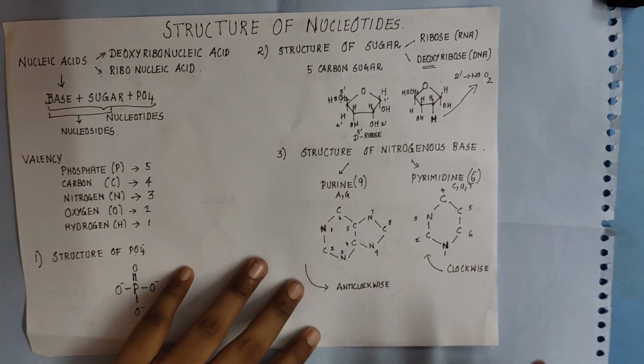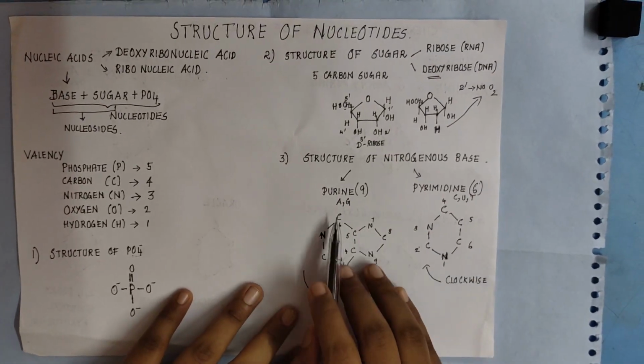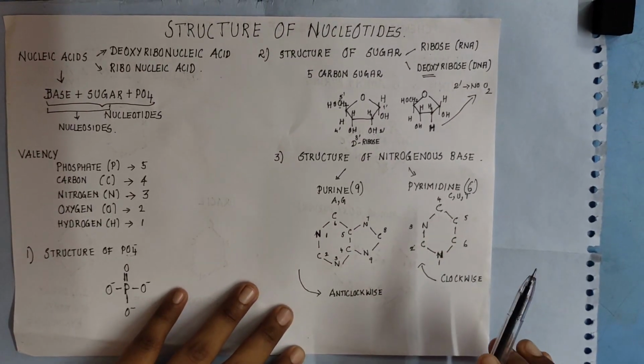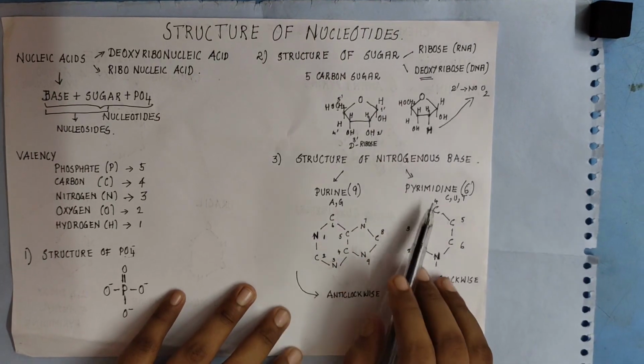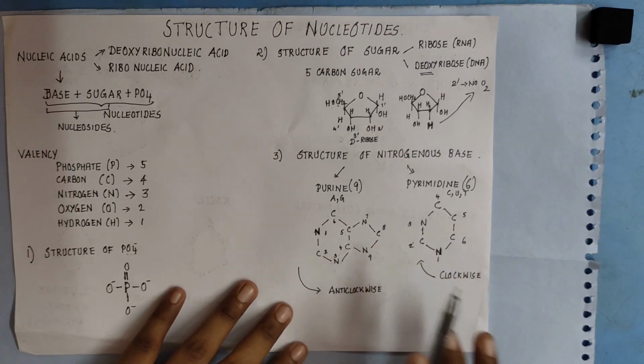So next is the structure of the nitrogenous base. It is of two types, purine and pyrimidine. Purine is adenine and guanine. Pyrimidine is CUT, that is cytosine, uracil and thymine. Purine is a 9-membered ring structure, whereas pyrimidine is a 6-membered ring structure. So this is the general structure of purine and pyrimidine.